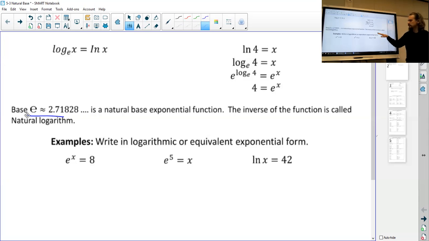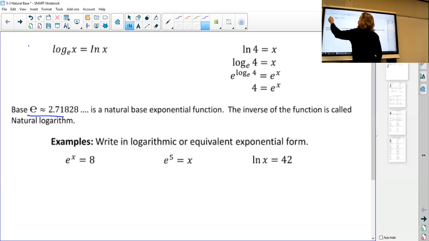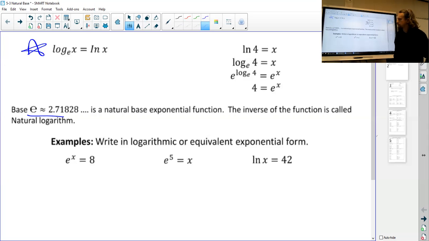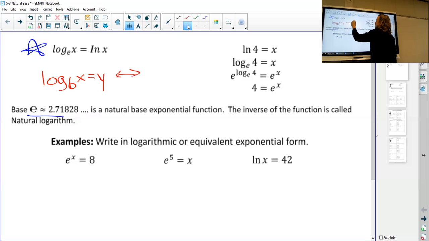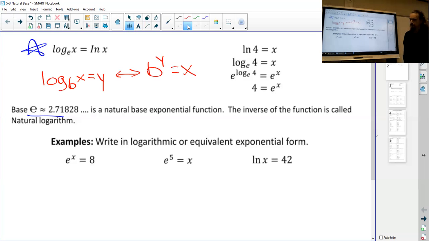So what we're looking at today is how to rewrite logarithms that have e in them somewhere. So keep this one in mind. Anytime you see log base e of x, you can rewrite that as the natural log of x. And then don't forget our base rule that log base b of x equals y is equivalent to b to the y power equals x, right? That was from our very first day, and this rule still applies.